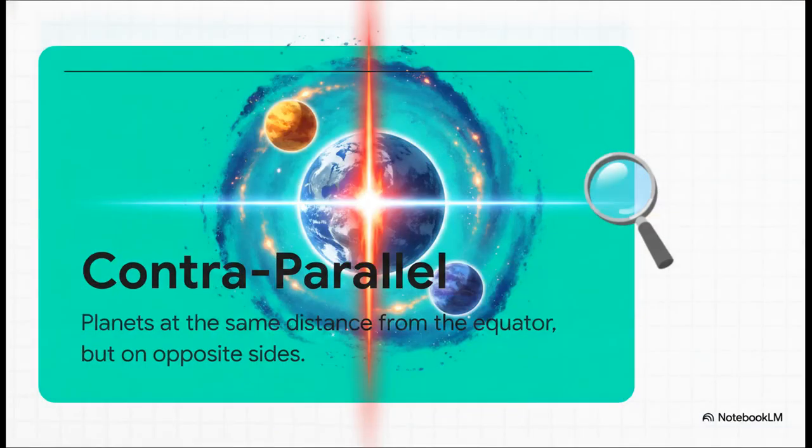This is when 2 planets are at the exact same distance from the equator, but on opposite sides, one north, one south. And let me tell you, this aspect hits incredibly hard. Why? Well, within just one 24-hour rotation of the Earth, a contraparallel aspect literally creates a direct opposition that cuts straight through the exact center of the Earth.